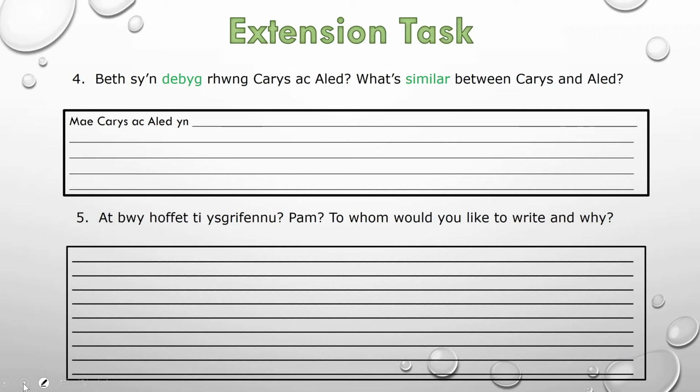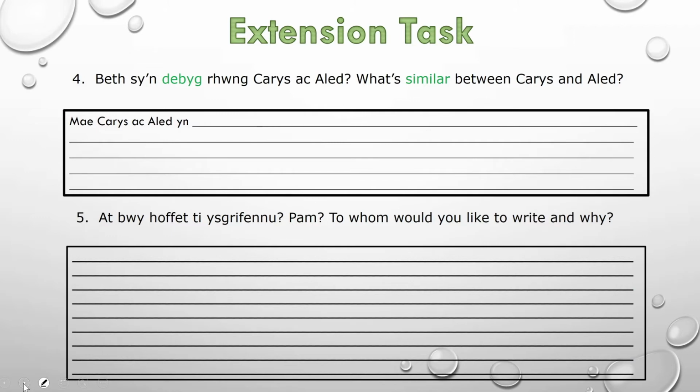Mae Carys ac Aled yn. And then you finish by explaining what is similar between them. There might be 1, 2, 3 of the sentences needed by you. Keep them simple. 1 sentence for each similarity.